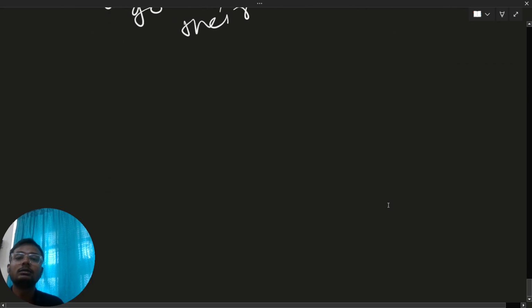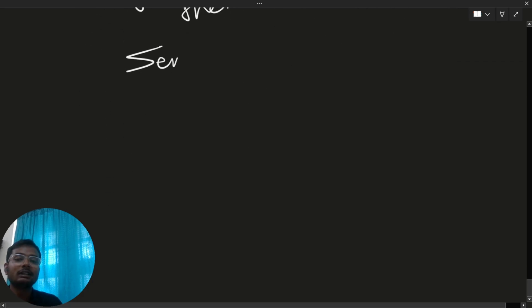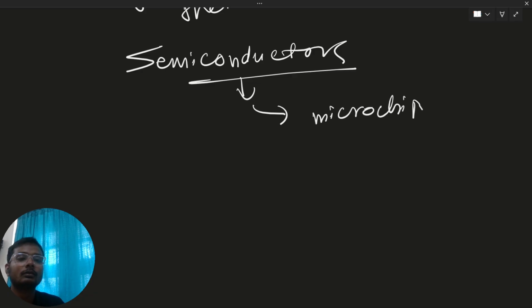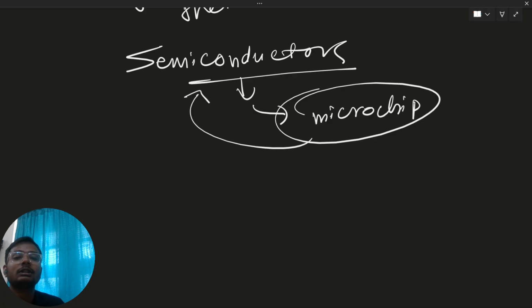Now, coming to semiconductors, it is a really vast topic. If I tell you in short, if you remove semiconductors from our technology, whatever technology we have, we will not have your laptop, your phone, any technological devices. You must have heard one word, it comes with the microchip. Microchip is formed from semiconductors.